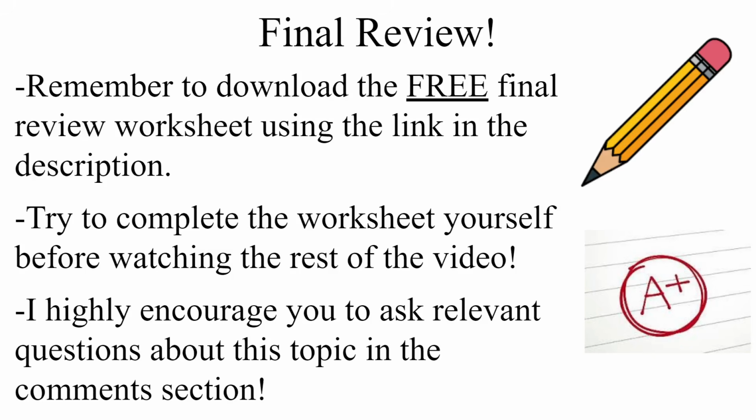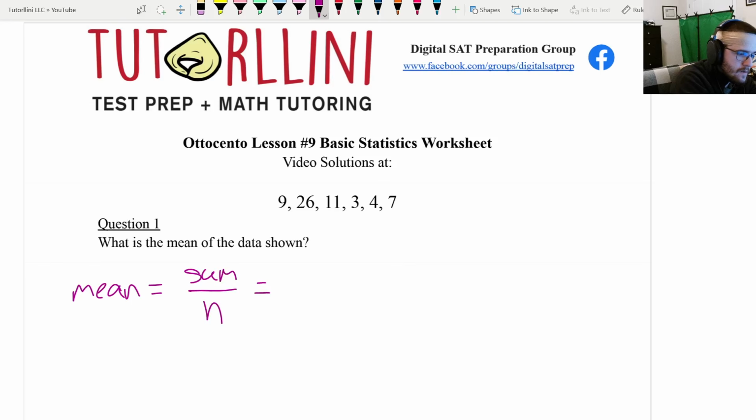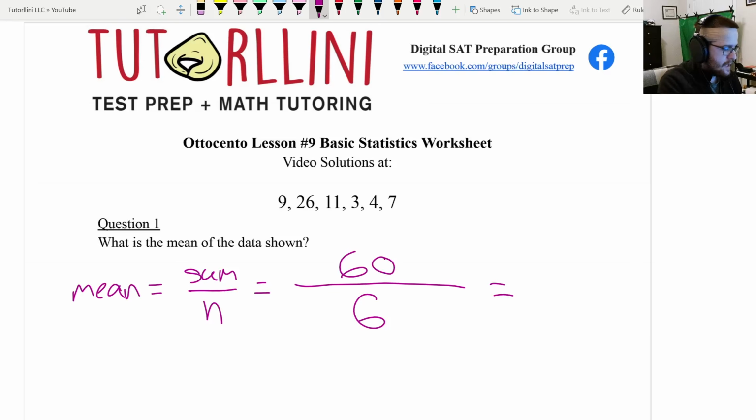Okay, let's switch to the whiteboard for the final review. For this first question, mean equals sum over n. I see that there's 1, 2, 3, 4, 5, I think 6 numbers. So n is 6. 9 plus 26 plus 11 plus 3 plus 4 plus 7. That should be 60. And 60 divided by 6 gives us 10. So that would be the answer for that one.